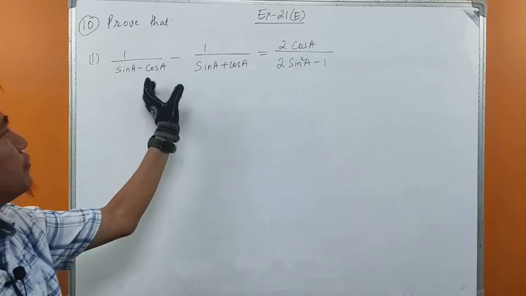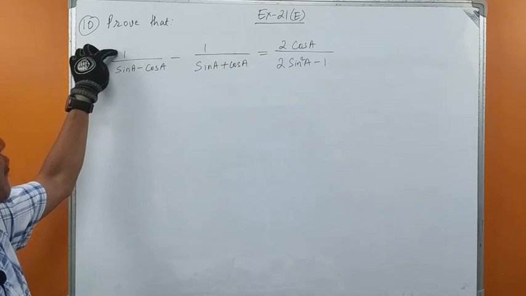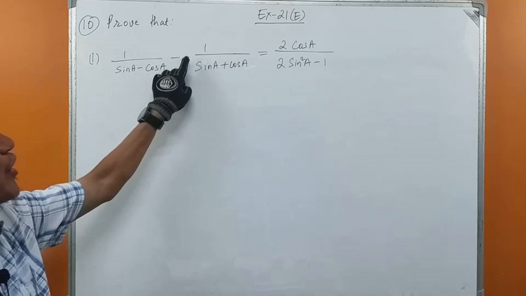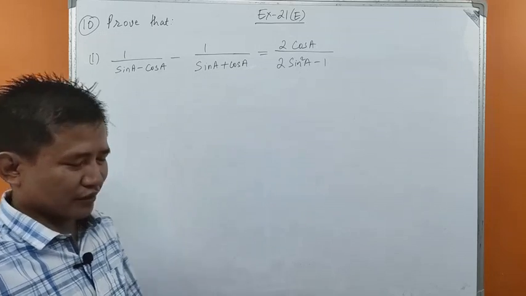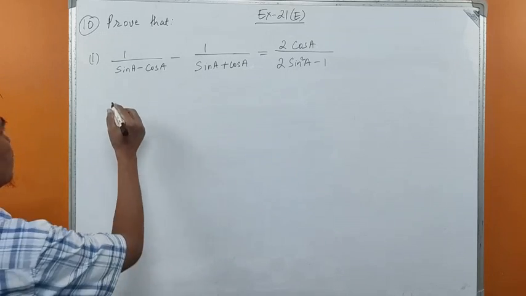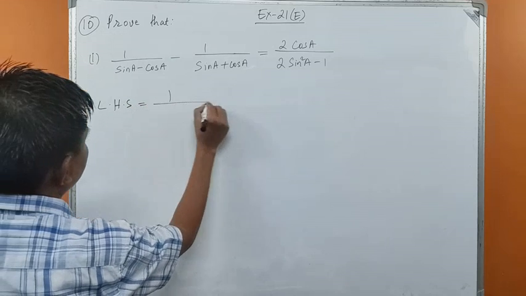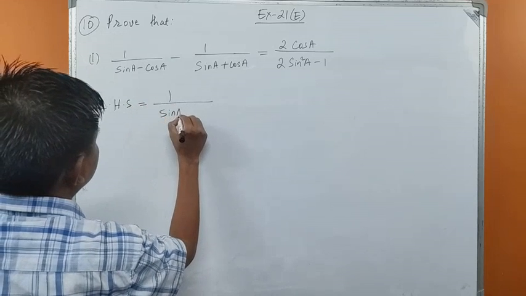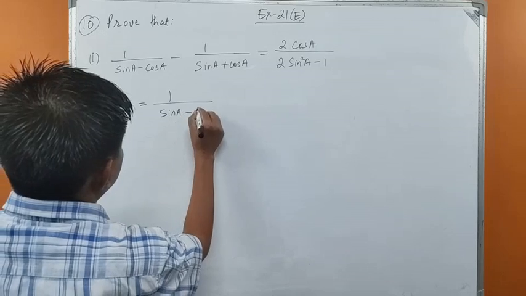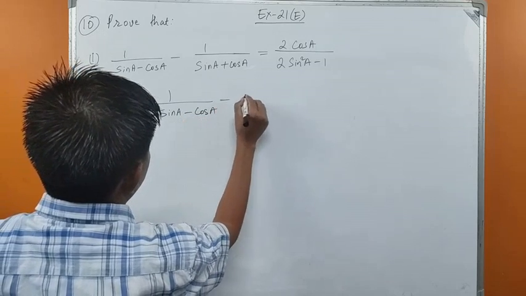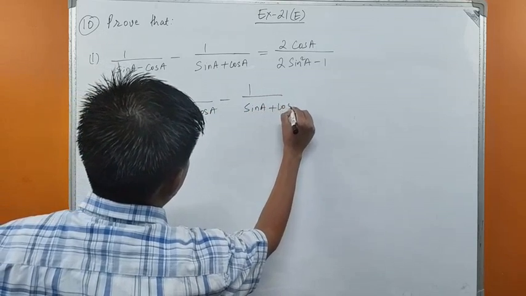Prove that. We are asked to prove left hand side equals to right hand side. In the left hand side we are provided with 1 upon sin A minus cos A minus 1 upon sin A plus cos A. We are going to use this and prove this equals to this. Okay, so let's begin. First let us copy the left hand side. LHS equals to 1 upon sin A minus cos A minus 1 upon sin A plus cos A, isn't it?